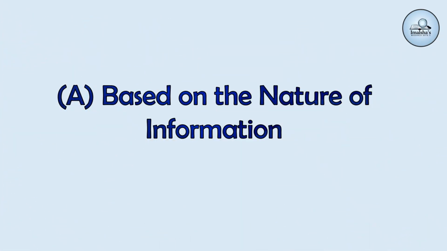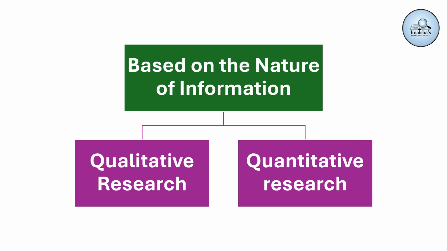Based on the nature of information. The first way we can classify research is based on the type of information we collect. In simple words, this means what kind of data we are working with. There are 2 main types here: qualitative research and quantitative research.